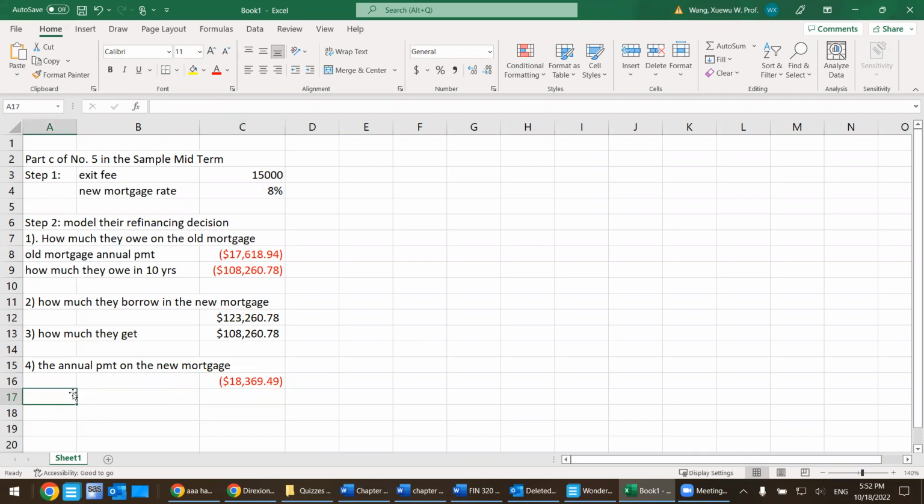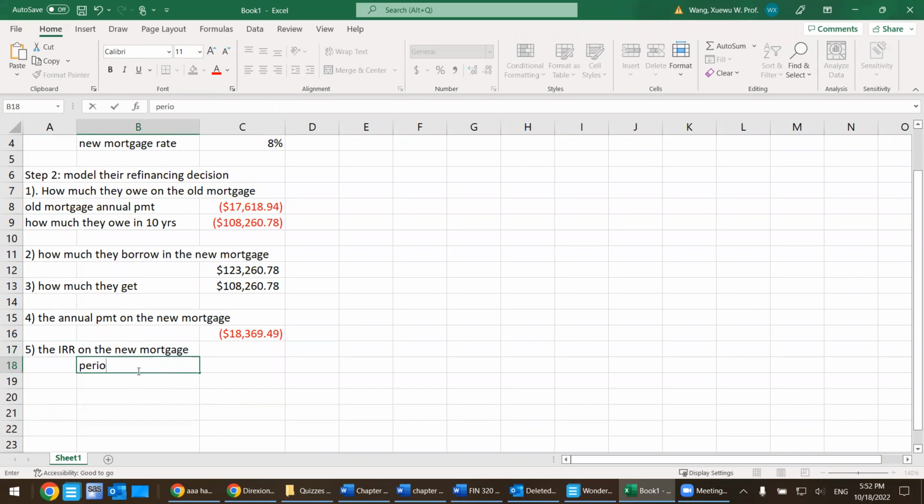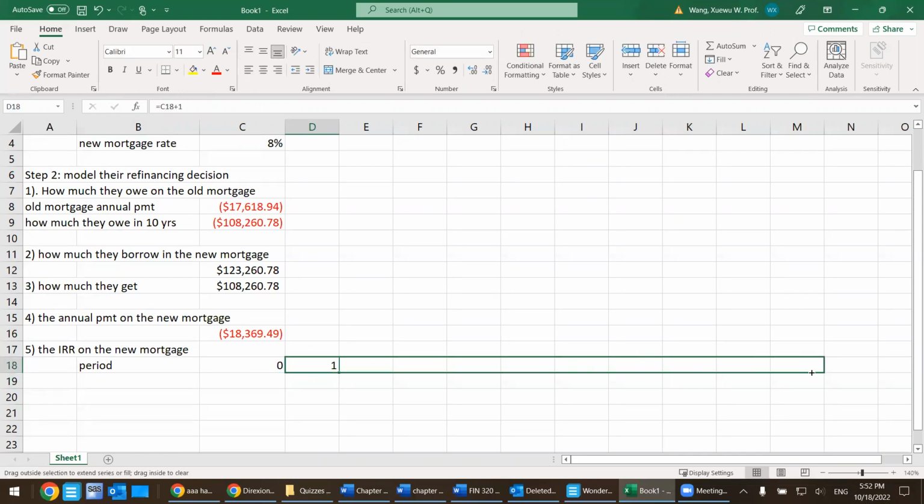All right. And so now I'm going to look at the annual rate on the new mortgage. I should say, the IRR or the annual rate, that's the same thing in this case. So let me look at this timeline here. So this is for today. This is 1 year from today, and we have 10 years for the new mortgage.